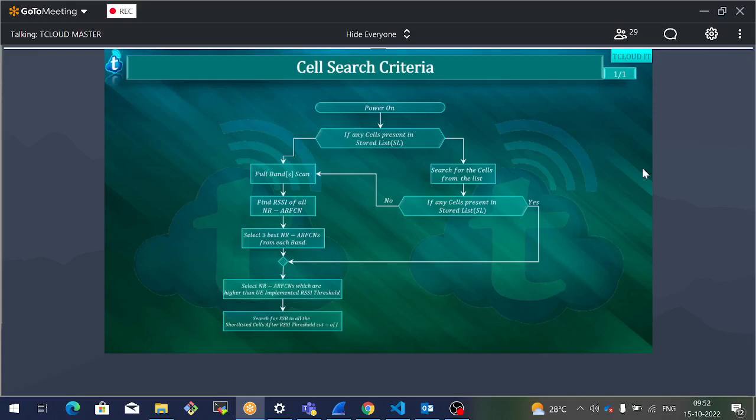Which cells are under the threshold value of the mobile equipment's implemented mechanism and which cells are not within the threshold values. This is implementation basic, this RSSI threshold. But whatever the NR-ARFCNs that mobile equipment found out that they are good, mobile will have to search for the SSBs on all those cells. What is the SSB? I will explain that. What is this NR-ARFCN first of all?